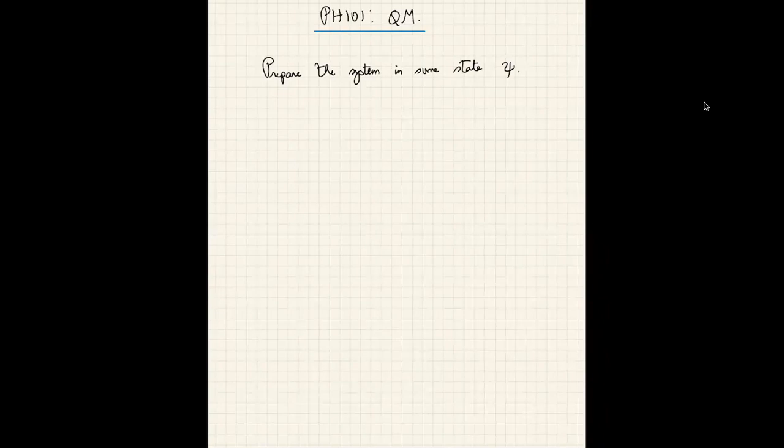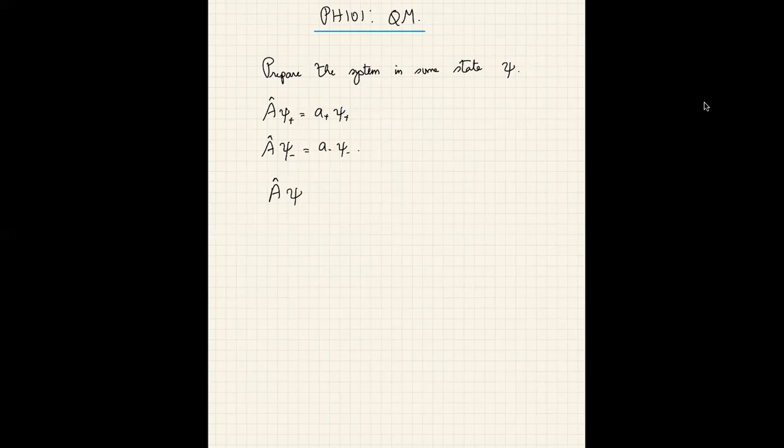Now let us say that we want to measure an observable A, which is represented by some Hermitian operator A hat. And let us say for simplicity that A hat has two eigenfunctions and two eigenvalues. A psi plus equals A plus psi plus, and A psi minus equals A minus psi minus. So on this system psi, we are interested in measuring A. So I want to know how the operator A acts on psi.